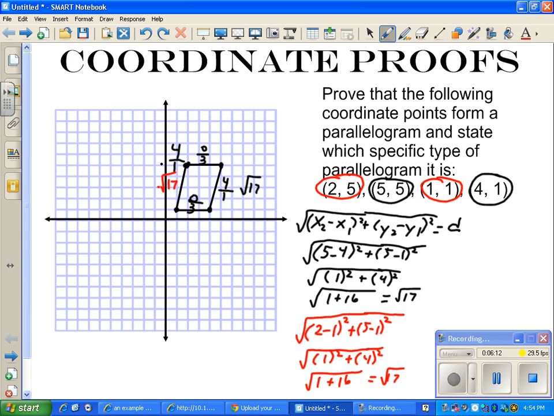So the opposite sides are equal in length, but not all sides are the same. So it can't be a square, it can't be a rhombus, because if you remember from the notes that you took and the information that you were looking at in class, in a rhombus, all sides are the same. So even though it is a parallelogram, it can't be a rhombus. And it can't be a square because, again, in a square, all sides have to be the same. This would be a parallelogram.